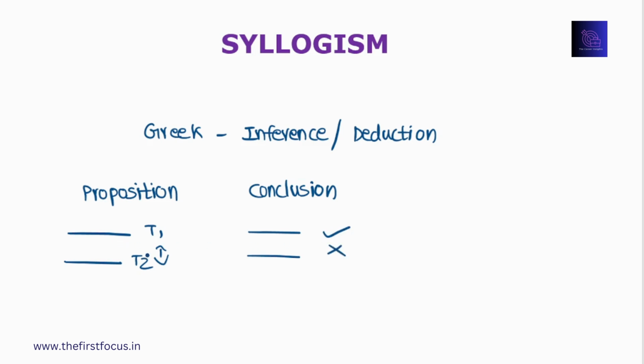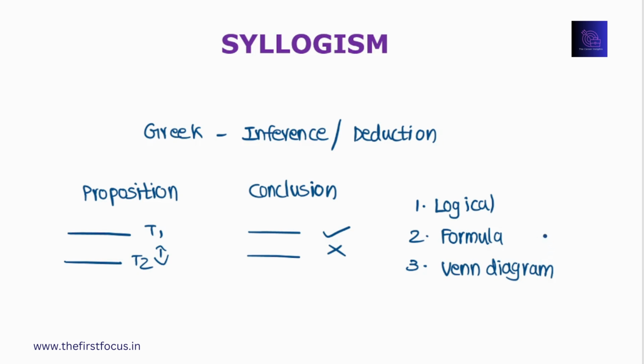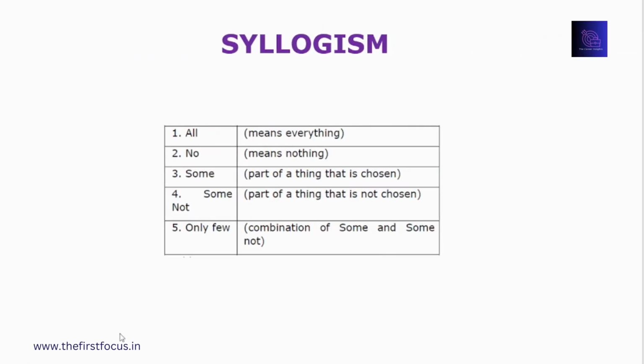based on the given propositions. These syllogism sums can be solved in three different methods: logical method, formula method, and the third one is Venn diagram method. Of these, we follow the logical method and Venn diagram method for the easiest solving of each problem. However, we have to know the following quantifiers before.